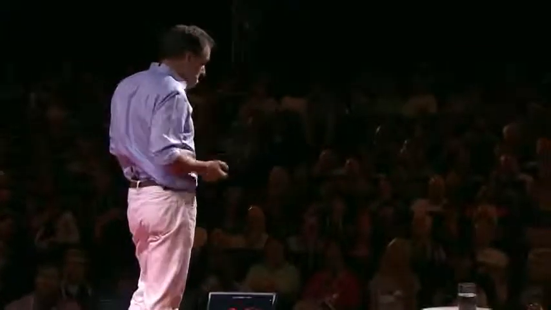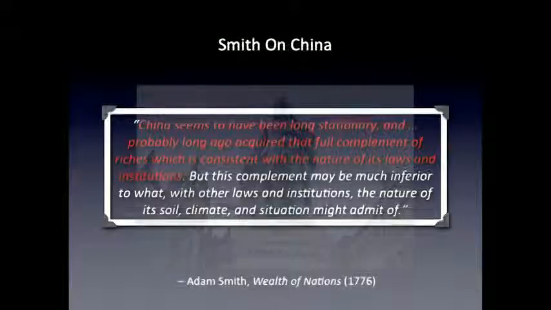There was a little local difficulty in some of our minor colonies, but China seems to have been long stationary and probably long ago acquired that full complement of riches which is consistent with the nature of its laws and institutions. But this complement may be much inferior to what, with other laws and institutions, the nature of its soil, climate, and situation might admit of. That is so right and so cool, and he said it such a long time ago.